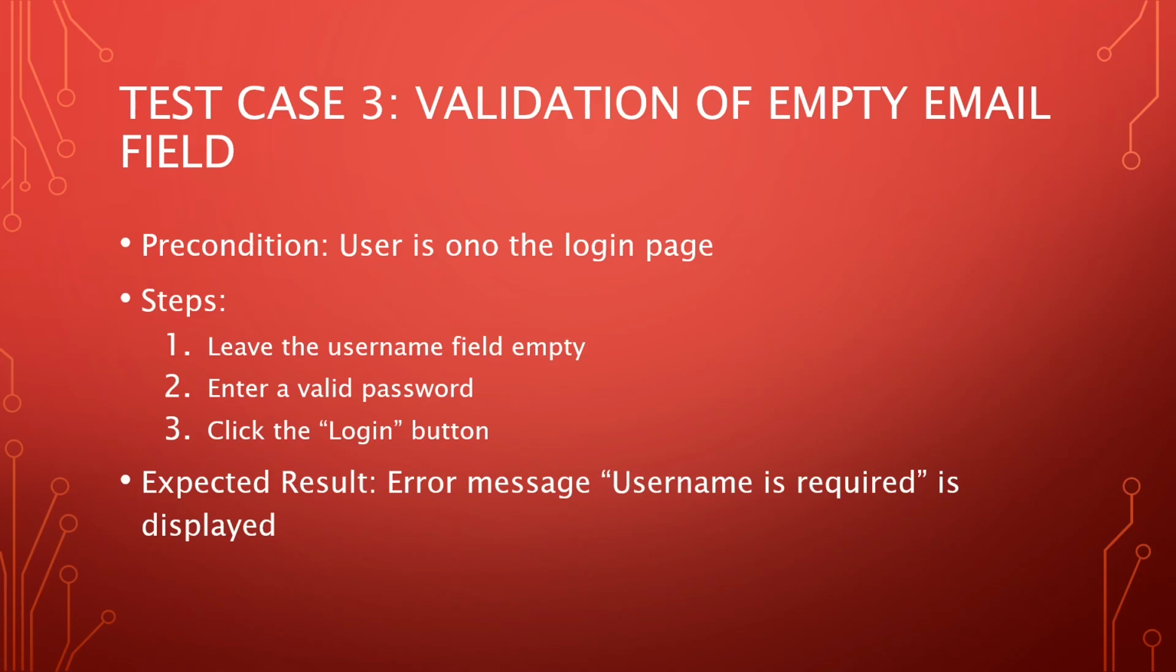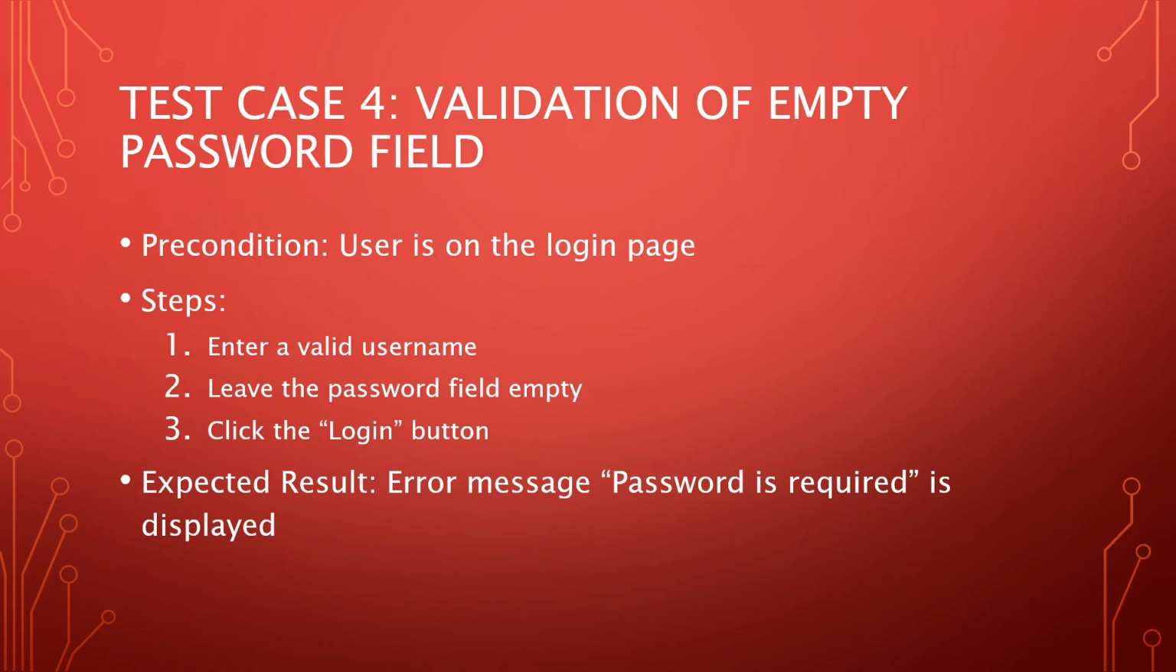The third test case involves more validation. To begin, the user should be on the login page. Our automated test should enter text into the password field and then click the login button. If an error message is displayed saying a username is required for login, our test passes. In our fourth test case, our automated test needs to enter text into the username field and click the Login button. If an error message is displayed saying a password is required for login, our test passes.